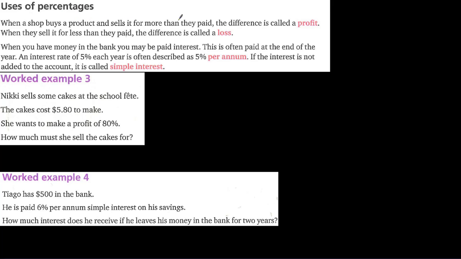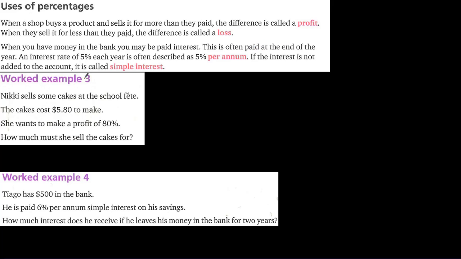Okay, if we continue with the next exercises, here we are also going to find the usage of percentages, and here there are some definitions. Let me read them. When a shop buys a product and sells for more than they paid, this is called profit. And when they sell for less, this is called loss. When you have money in the bank, you may be paid interest. This is often paid at the end of the year, and the interest rate is 5%.